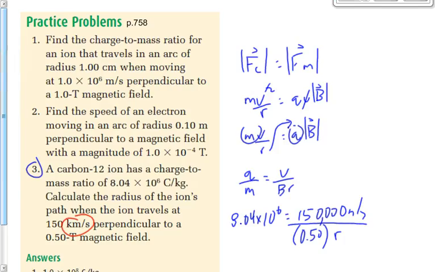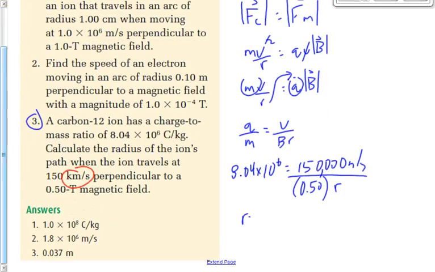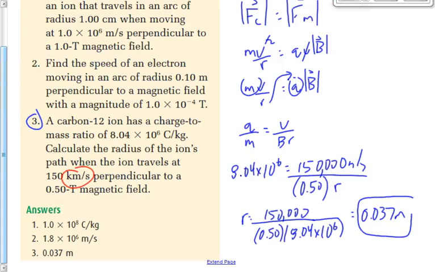R goes up, 8.04 goes down. Just trade places there, right? And I assume when we do the math there, it works out to be the answer that's in the book, 0.037 meters. Is that okay? Who asked me for that one?